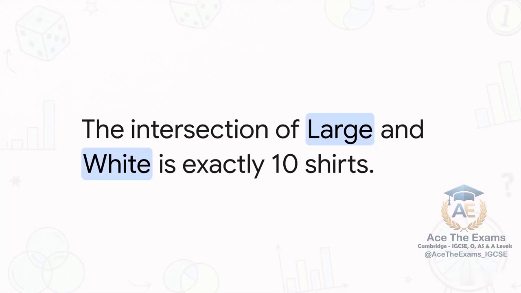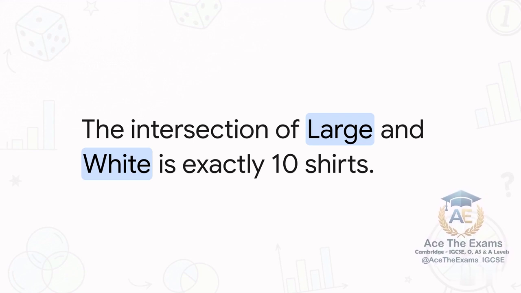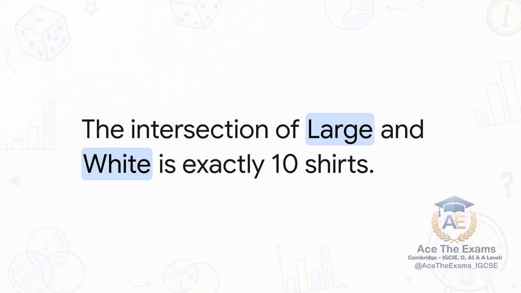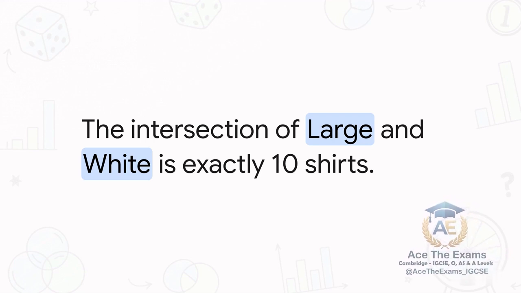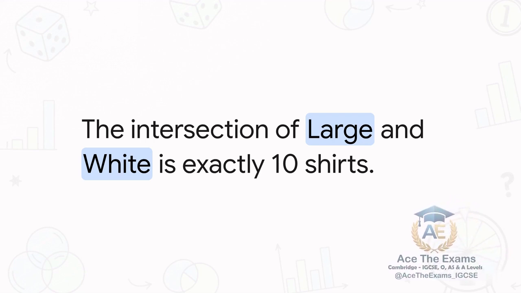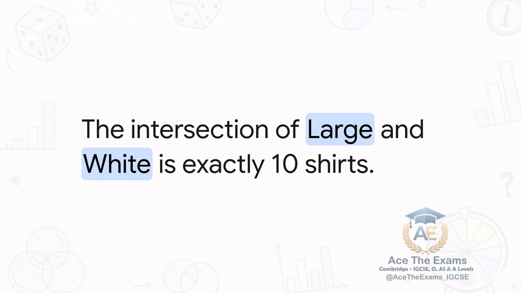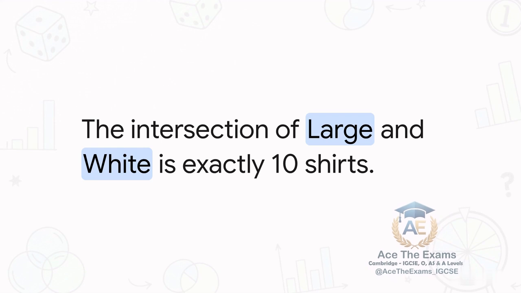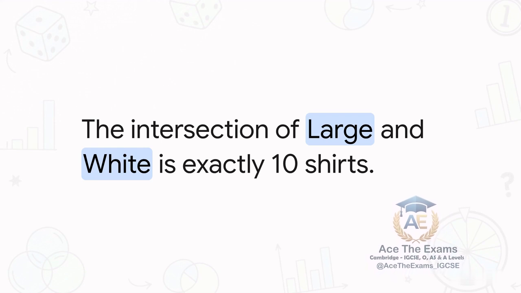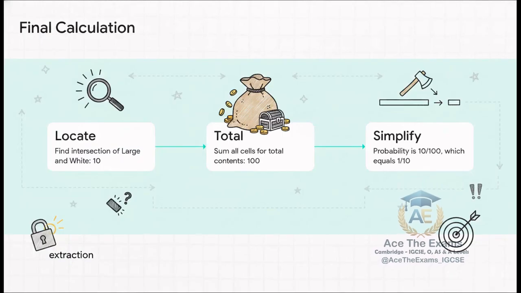Bypassing all the rest of the noise in the table, we pinpoint the exact cell where the large row and the white column meet. Just let your eyes track across the L row and down the white column. They intersect perfectly at the number 10. Out of the entire box, there are exactly 10 shirts that are both large and white. We have our numerator. We have our evidence.